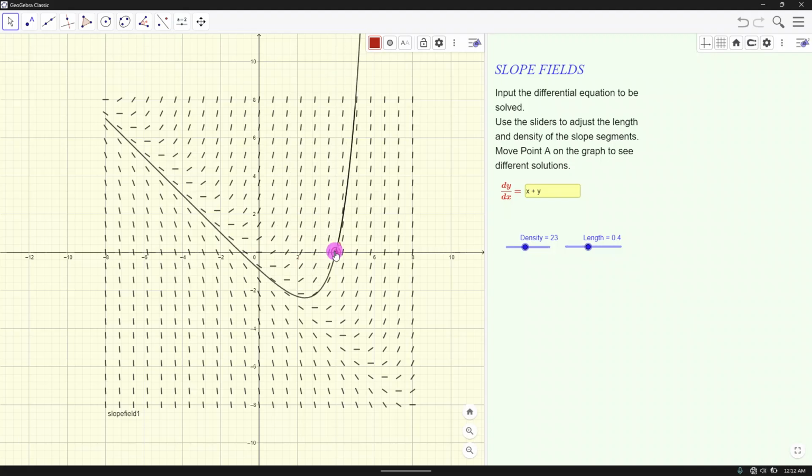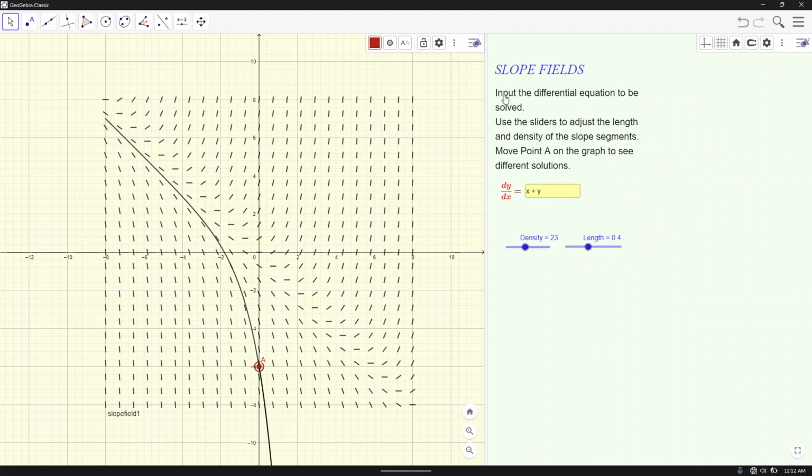I'm going to move to the point 4 comma 0. y of 4 equals 0. Okay, maybe the point y of 0 equals 4. All right, that's another one, very similar to what we did before. And of course, you can have fun and play with this slope field calculator, if you will. All right. So that's one example of how direction fields or slope fields work.